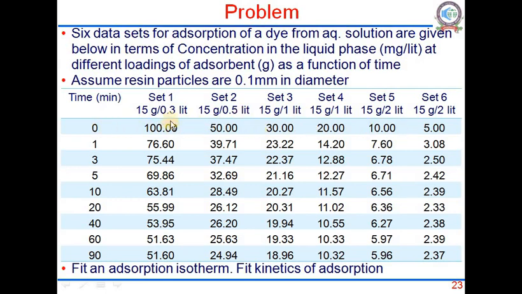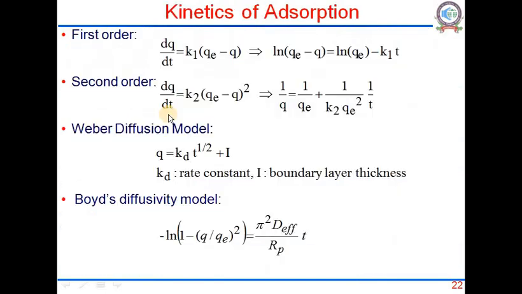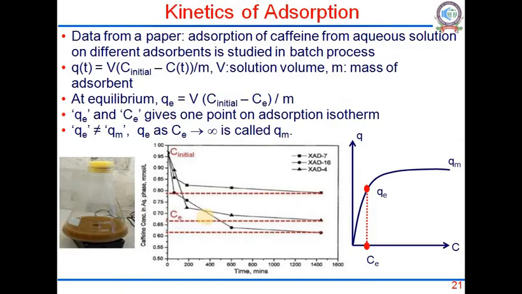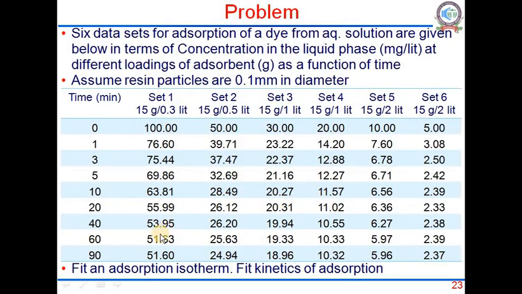So if you recall our discussion, one set of data is going to give you 1 point on the adsorption isotherm. So what I want you to do is fit an isotherm for this data and also fit kinetics of adsorption. So do this problem for yourself, don't go forward till you solve this problem. Once you have solved, then you can go forward for checking your solution. Okay, so here is the solution.